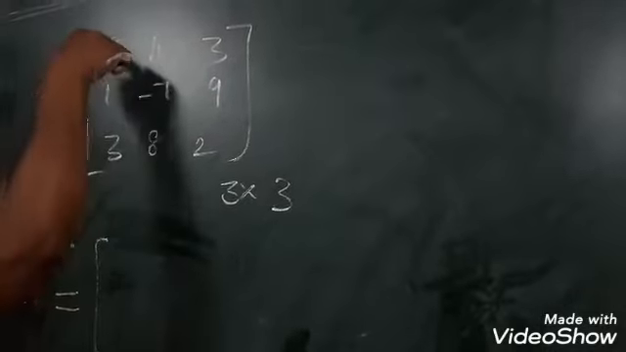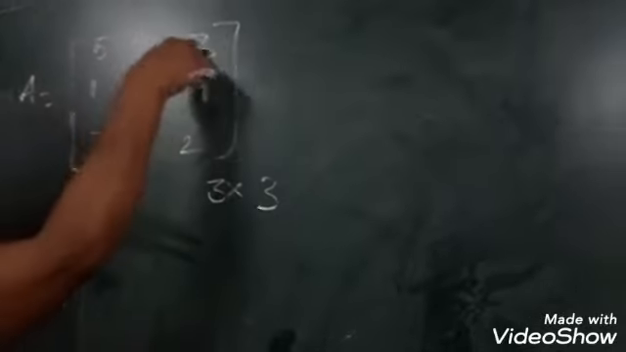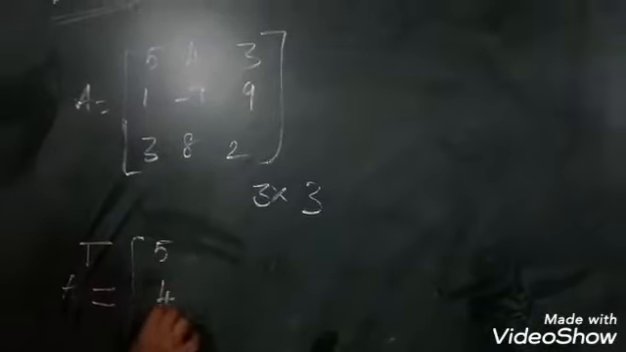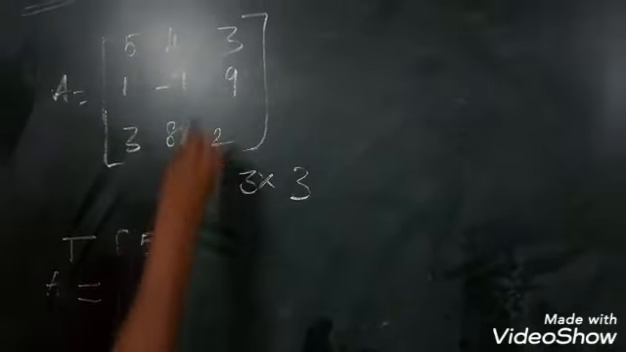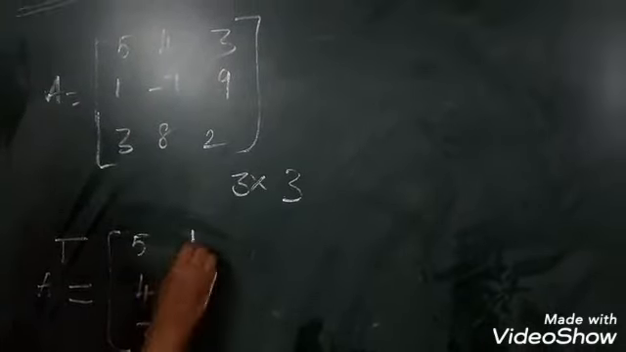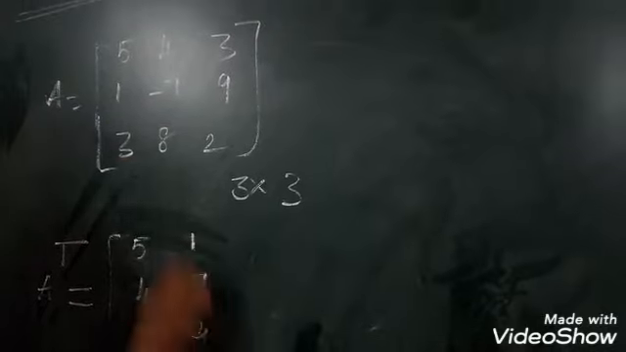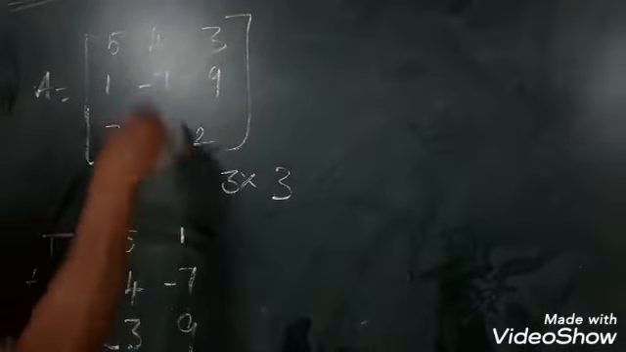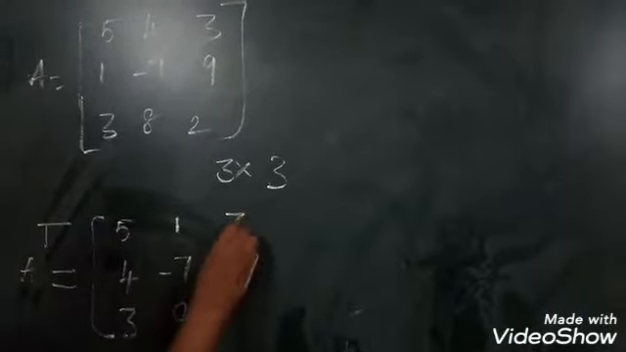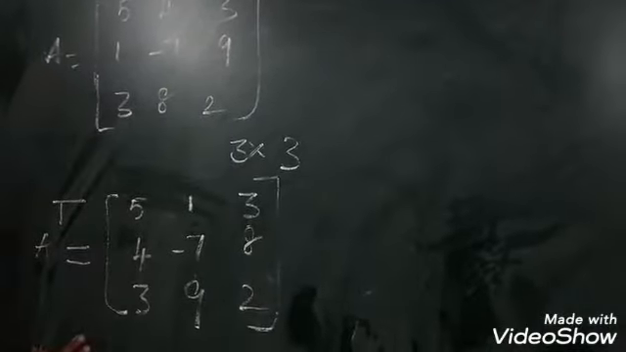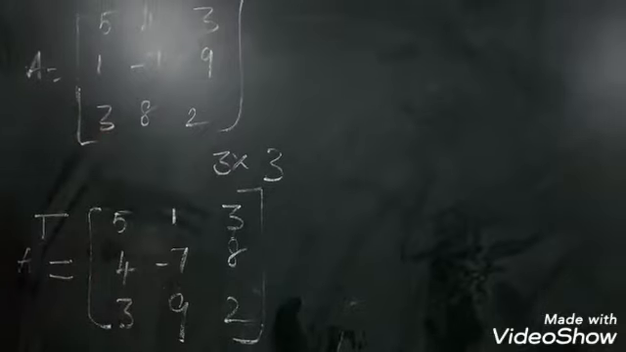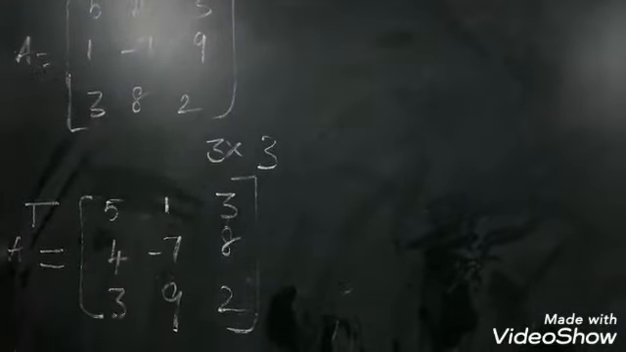Okay. Now what is the first row? 5, 4, 3. It should be changed as a column. Okay. The second row 1, minus 7, 9, it should be changed as a column 1, minus 7, 9. Then the third row 3, 8, 2 should be changed into a column 3, 8, 2. Have you all understood? This is called A transpose. Rows and columns should be interchanged. This is the answer for the fourth sum.